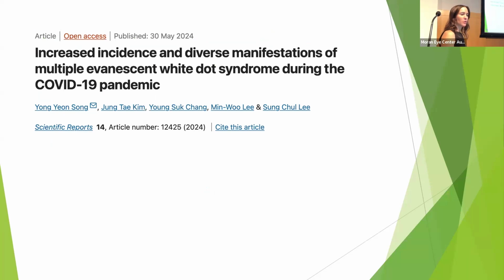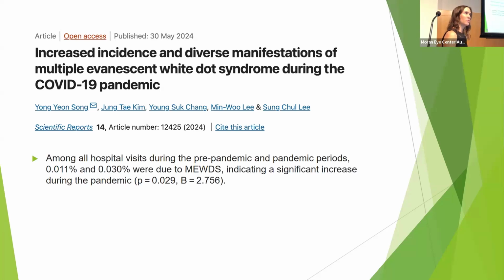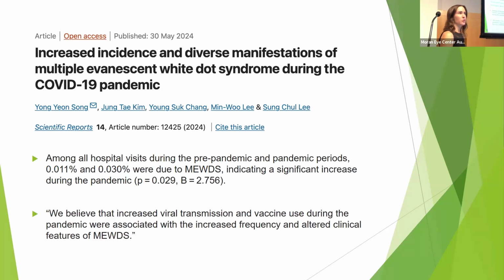This study out of South Korea was reporting an increased incidence of MEWDS during the COVID pandemic. So out of all hospital visits, it went from 0.01% to 0.03% of hospital encounters. Of course, this is still very rare, but it was statistically significantly increased. And that's just pointing again to some exogenous trigger, whether it be the actual viral transmission or the vaccination.